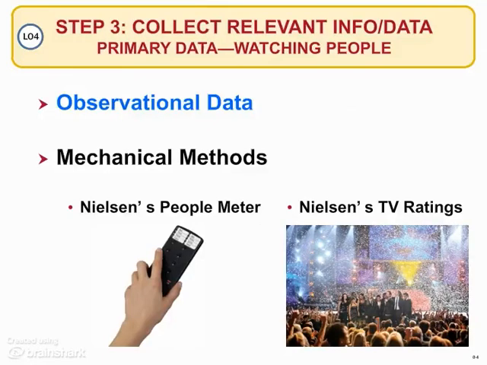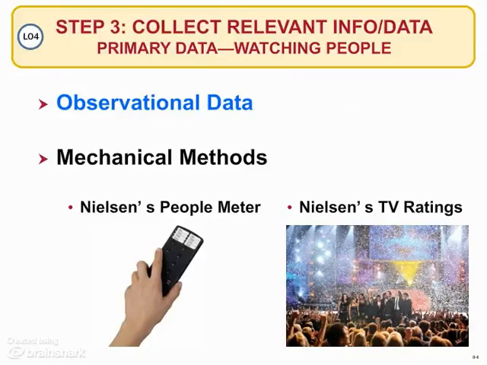So first we're going to focus on the watching people piece of collecting primary data, and that is called observational data. Observational data are the facts and figures that are obtained by watching how people actually behave. They collect observational data by using mechanical, personal, and neuromarketing methods. First we'll talk about the mechanical methods. Mechanical methods are kind of what they sound like. They use mechanical means like technology or a scanning system to gather the data that they're looking for.